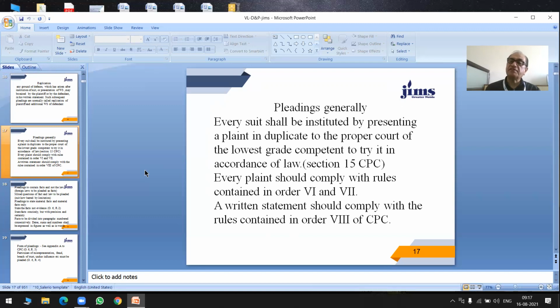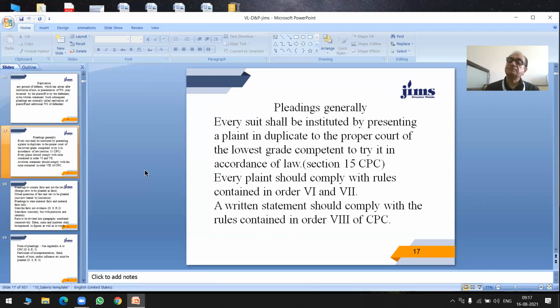So far as the drafting of pleading and conveyance deed is concerned, the first and foremost point while drafting a plaint or WS, presently I am talking about drafting of plaint and WS. We'll take up the drafting of deeds later on in subsequent lectures. So the first item to be drafted is the name of the court.